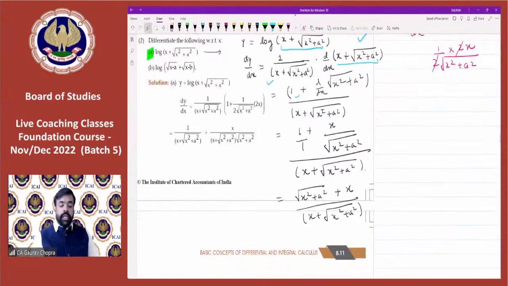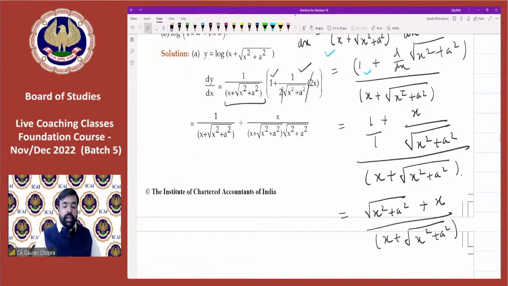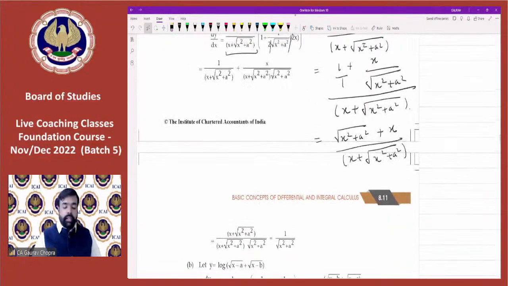So now this was having function into another function and then another function. So three functions were given into one another. First of all, what we had done, logarithm of x is 1 by x. Then for x it is 1, and for another it is this. Then 2 will get cancelled, and after that we have taken LCM. And after taking LCM, it becomes the final result. So in this manner, we can solve this question.